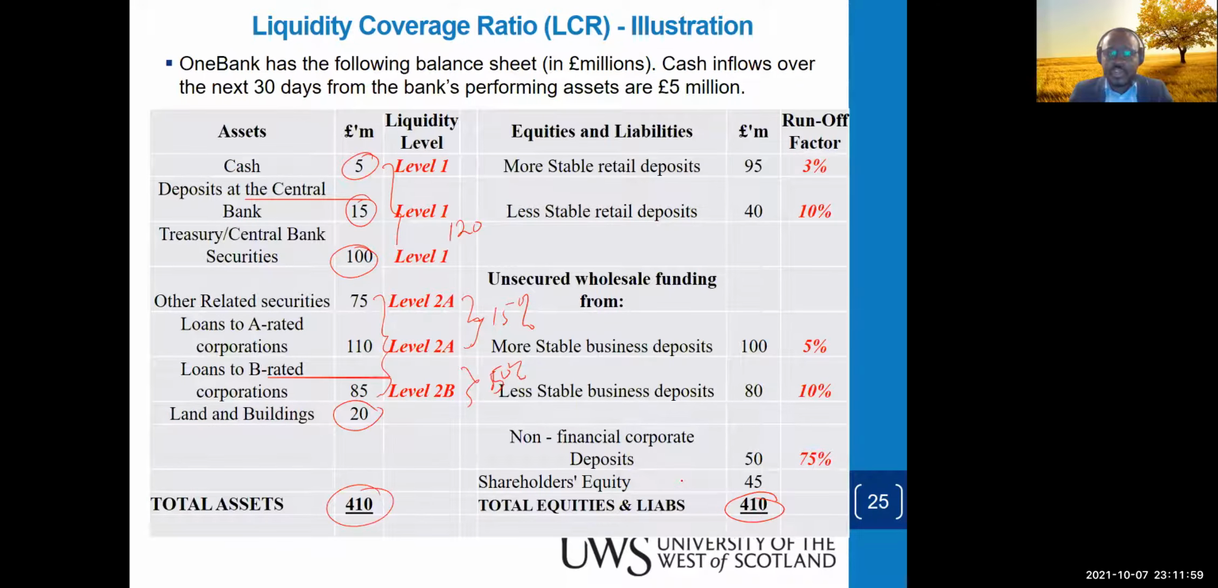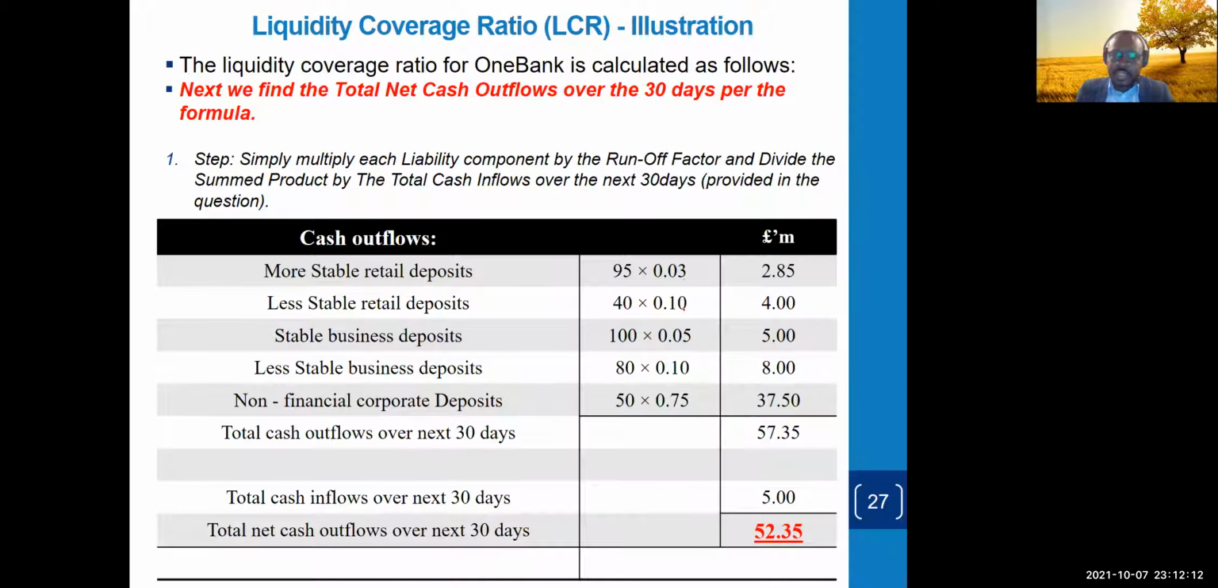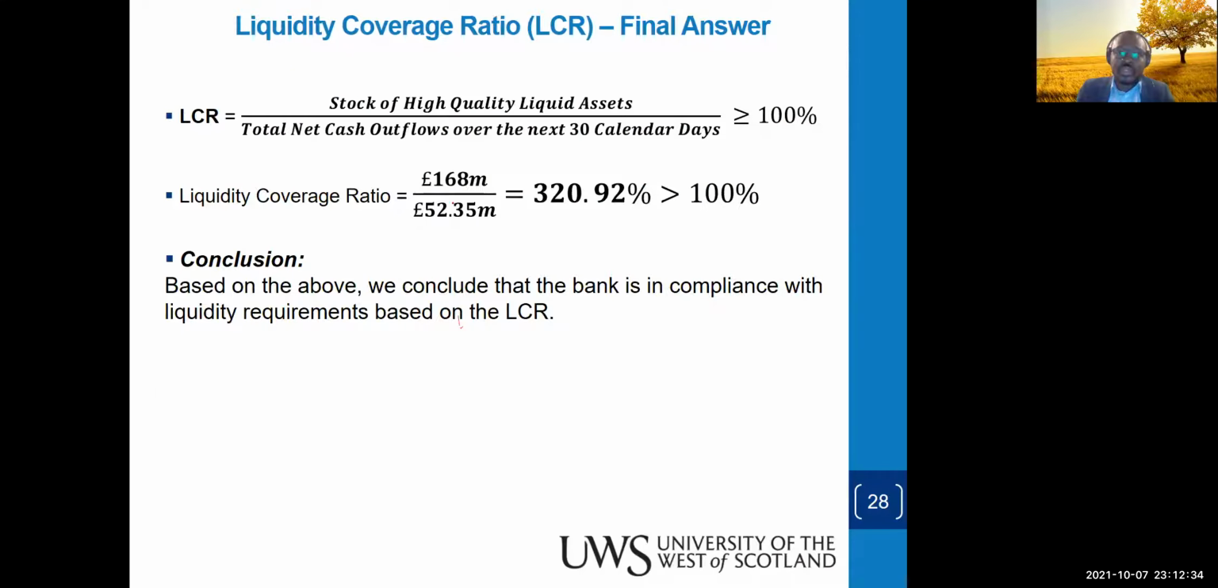Then the denominator, you use the runoff factors. So for the denominator, we find the runoff factors: 3% of this, 10% of this, 5% of this, 10% of this, 75% of this, and we sum them. Okay, so that's 3%, 10%, 5%, 10%, 75%. And then whatever figure you get, we sum them. Now we subtract the total cash inflows over the next 30 days, which was given as a preamble to the question, and then we get 52. This becomes your denominator. So we divide the 168 by the 52, and we get 320.